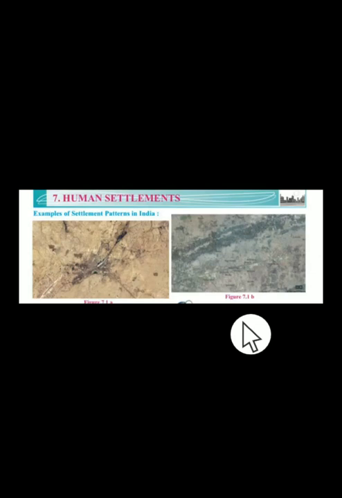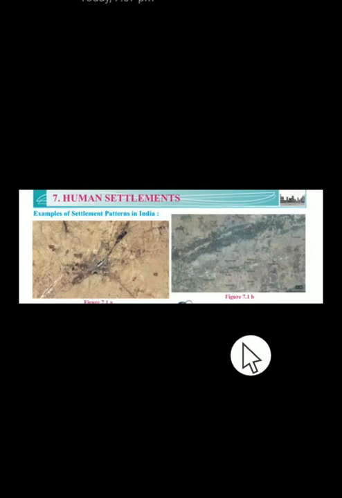That means whether 7.1a is a nucleated or a dispersed settlement. Likewise, the same thing with 7.1b also. Okay, so I want all of you to carefully look into this. Now, once you have finished seeing it, there are a few questions below the image. You have to complete those questions, and those questions are homework for you all. So you have to solve those questions, write down the answers, and then send it to me by evening. Okay, as homework.